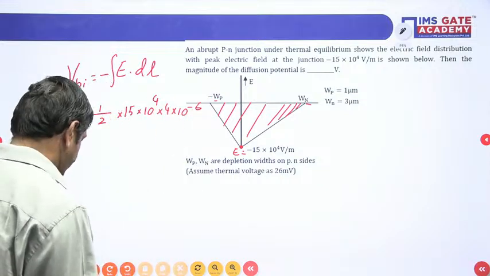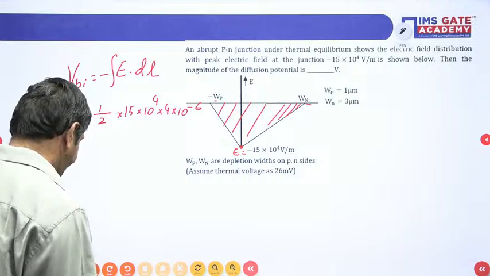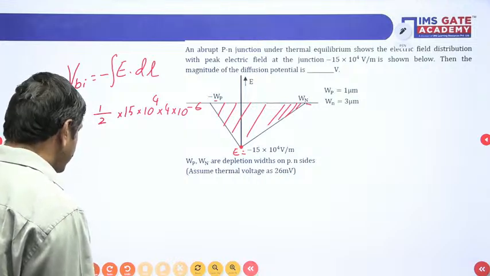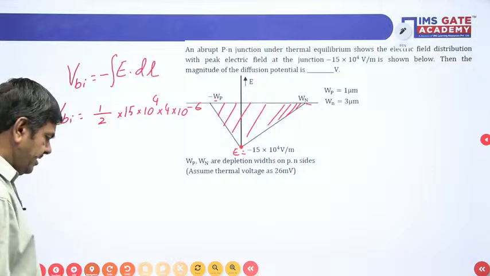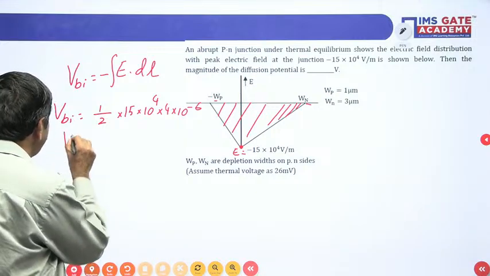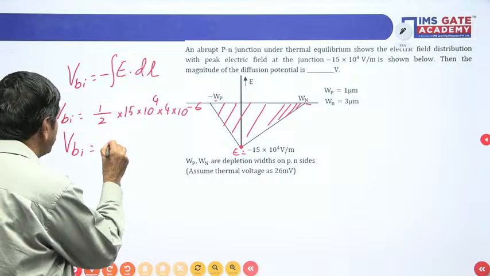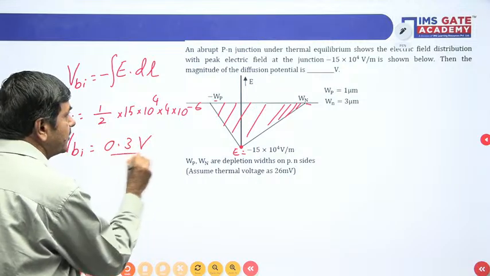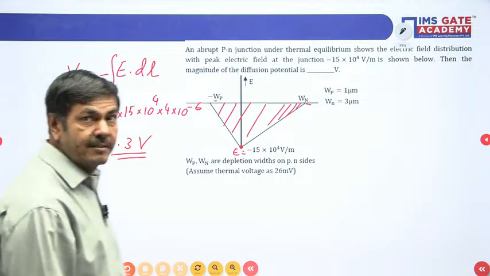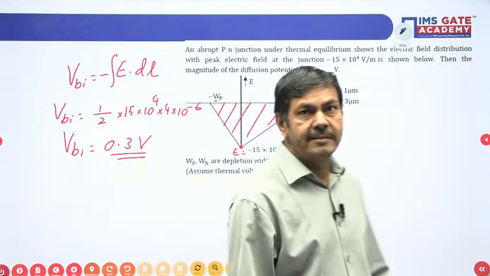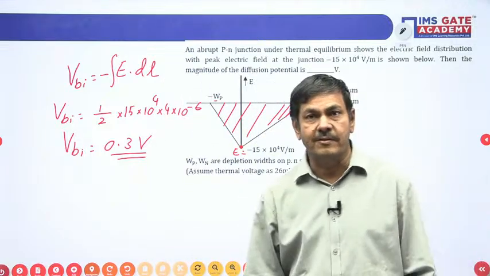Then what is the answer here? This answer will be 0.3 volts. VBI is nothing but 0.3 volts. This is the solution for this question. I think you are getting a clear concept of this question now.